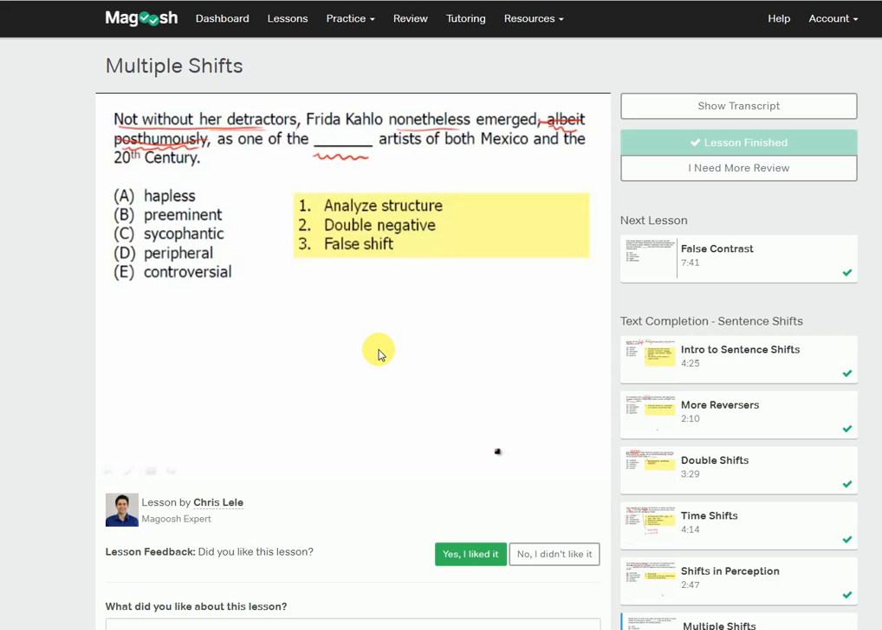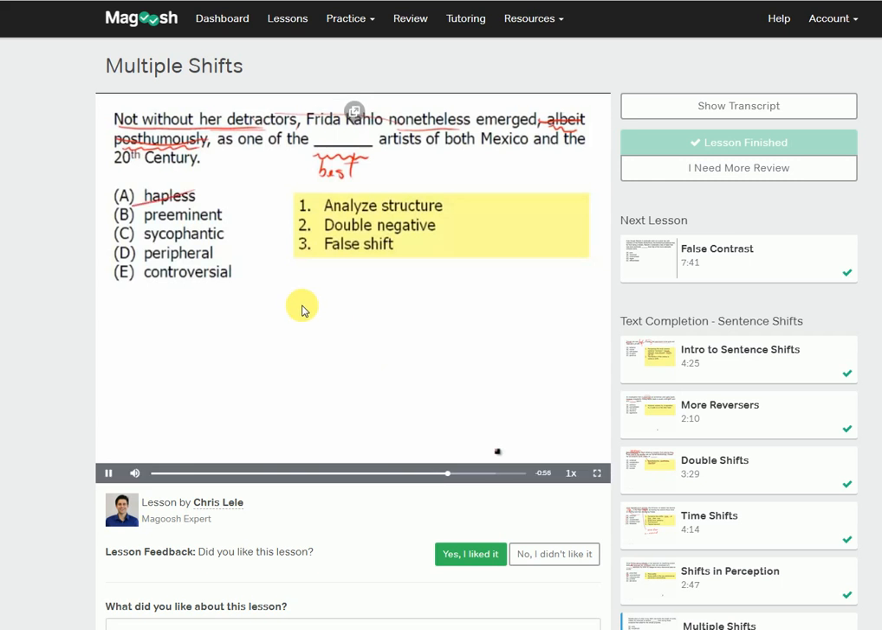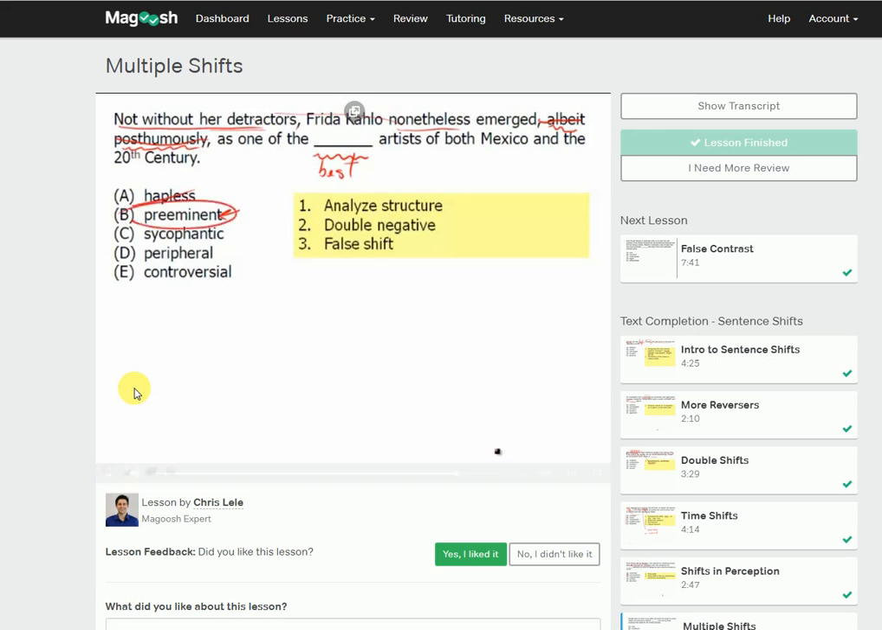So again, not everybody liked her, but she still emerged as one of the, well, we want, again, the opposite of, not everyone liked her, still she emerged as one of the best. So we can put our own simple word in there. One of the best artists of Mexico in the 20th century. And then, of course, we eliminate. Hapless means unfortunate. That doesn't work. Preeminent means foremost, at the top. Of course, that works with best.